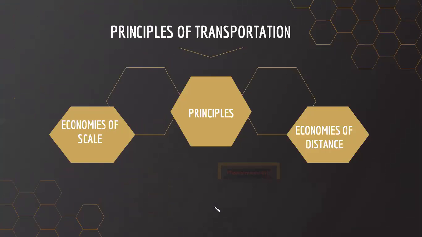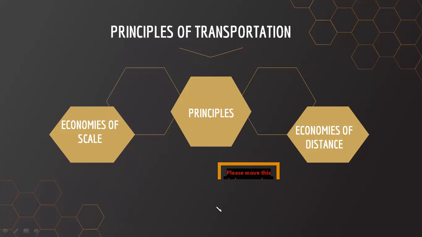Now next topic is the principles of transportation. There are two important principles of transportation which we have to remember. First one is economies of scale, and second one is economies of distance. Economies of scale and economies of distance. So first we will see what is this economies of scale.